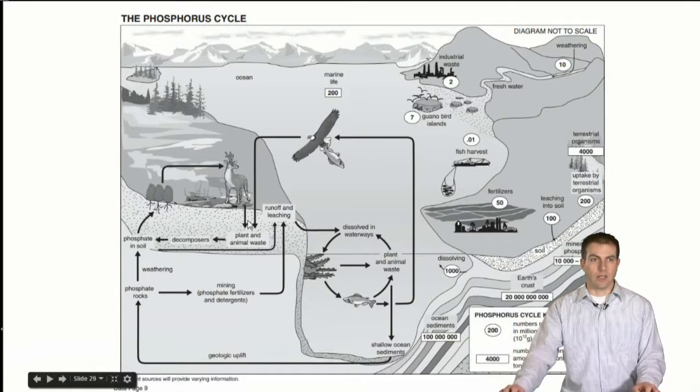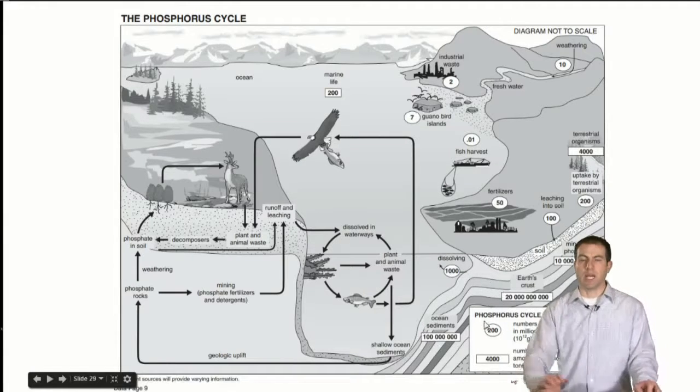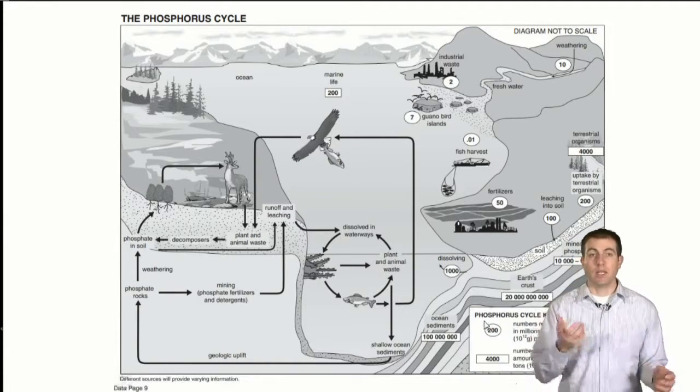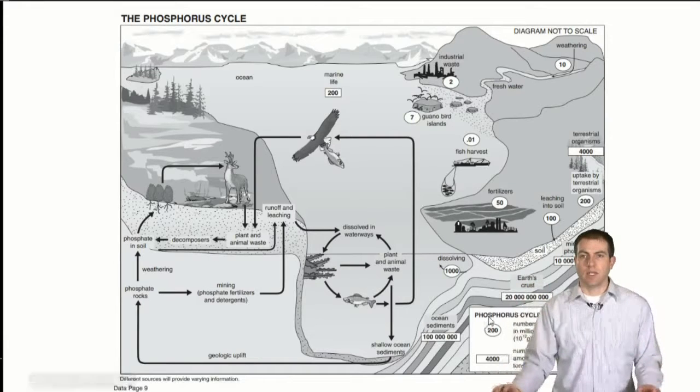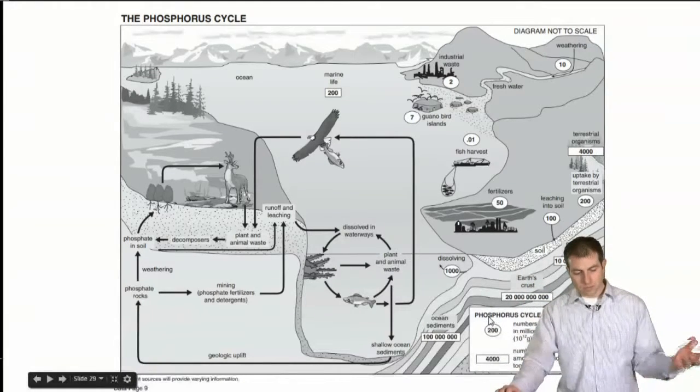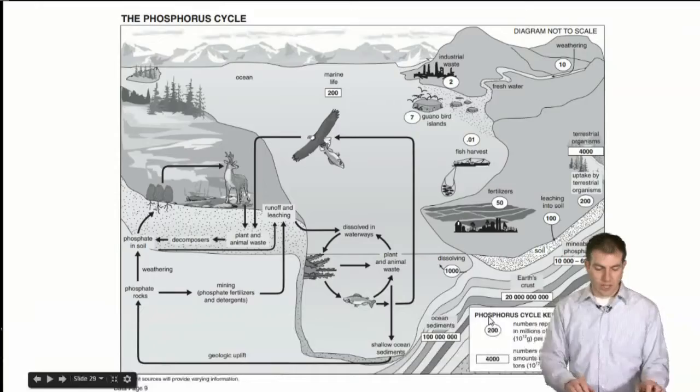Once the eagle dies, it gets broken back down into the soil, and then you can get this kind of sedimentation stuff behind me happening where that phosphorus gets trapped until it can get weathered by another process. So that's kind of the cycles.